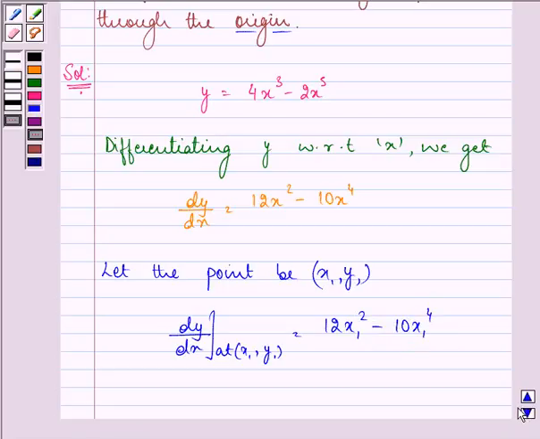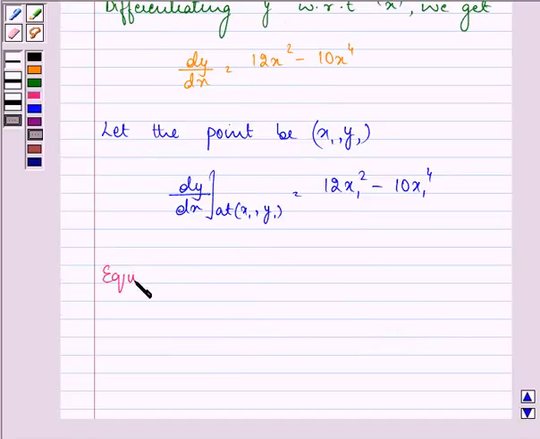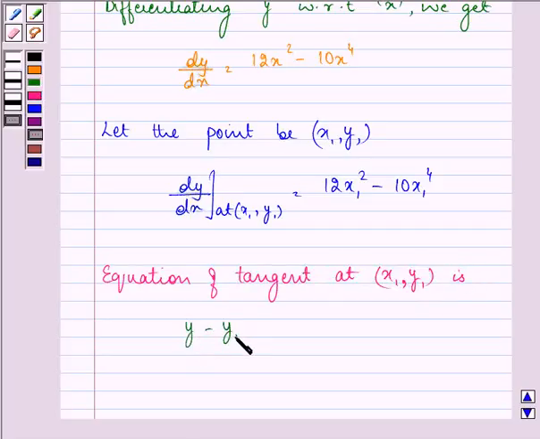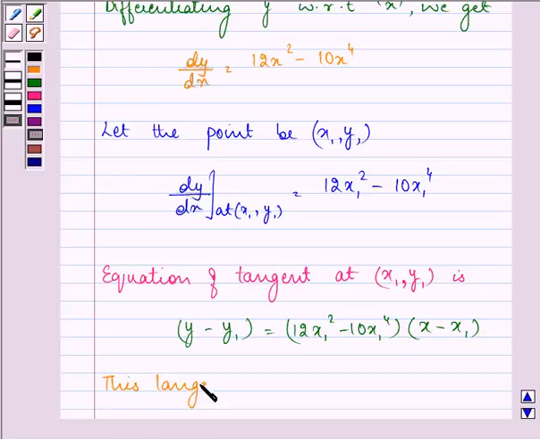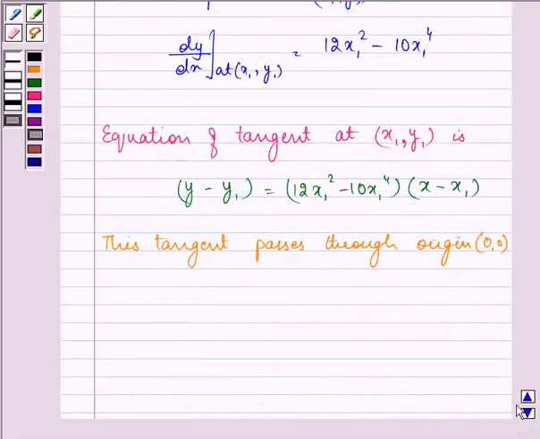Now, the equation of the tangent at (x1, y1) is y − y1 = (12x1² − 10x1⁴)(x − x1). Right, now this tangent passes through the origin. This is given to us. That means the point is (0, 0) through which it passes, so we have the value of x and y both equal to 0.